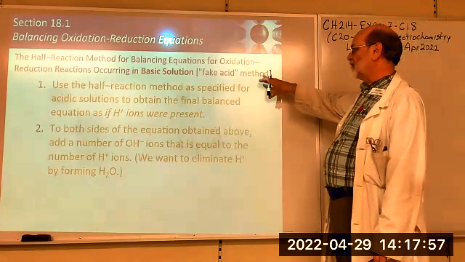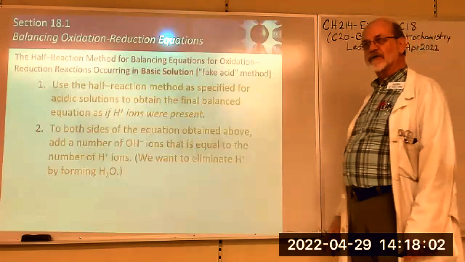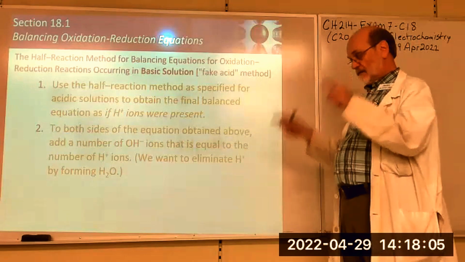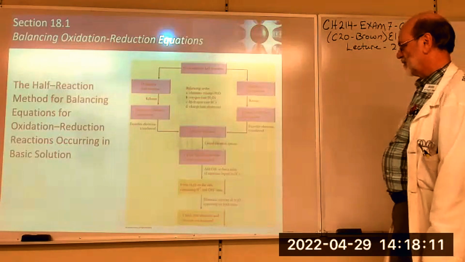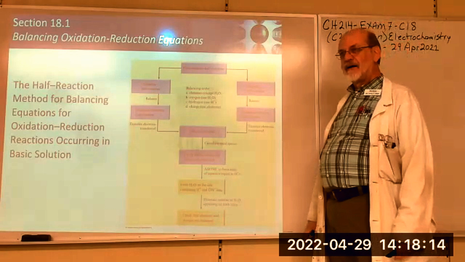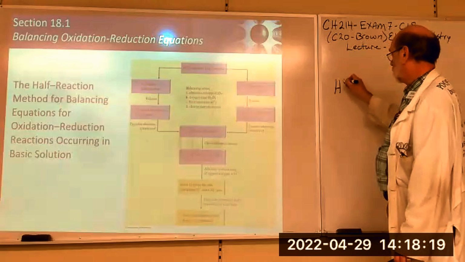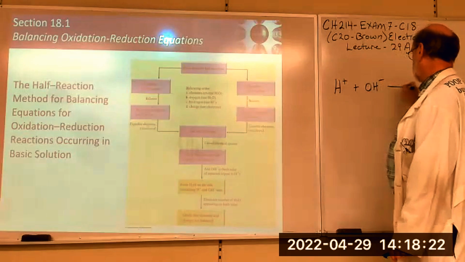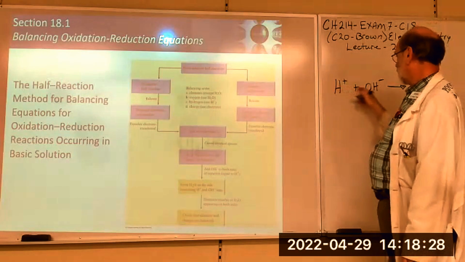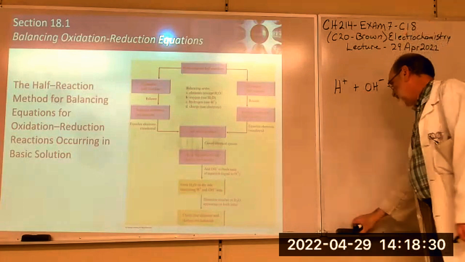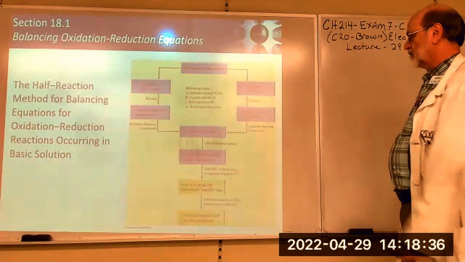And this talks about my fake acid method. It just tells you to neutralize the hydrogens with hydroxyls. Remember, you have to put them on both sides. Now you know how many hydroxyls they have, it's equal to the same number of hydrogens. What you're doing is making water out of it. So if you've got 3 here, you have to have 3 there. And there's a schematic if you fancy those.